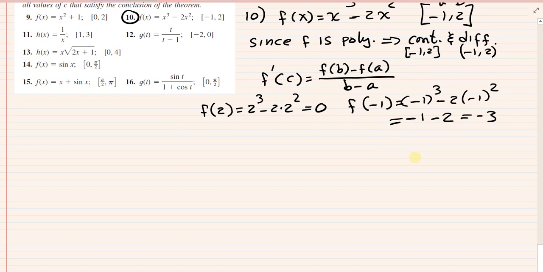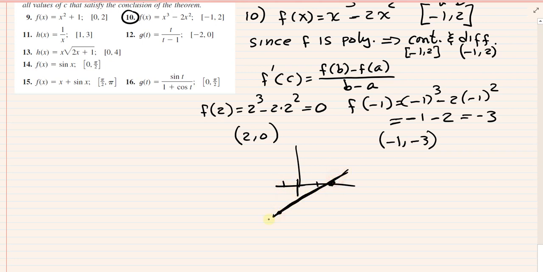point negative 1. Let me write this as a point. So my point is -1, -3, and 2, 0. So if we draw a secant line, so 2, 0 is here, -1, -3 is here, so there you go. That's going to be a secant line through whatever that curve looks like, right? -1, -3, and this is 2, 0. That's just a secant line, whatever the graph of this thing looks like. There you go. It may look something like this.